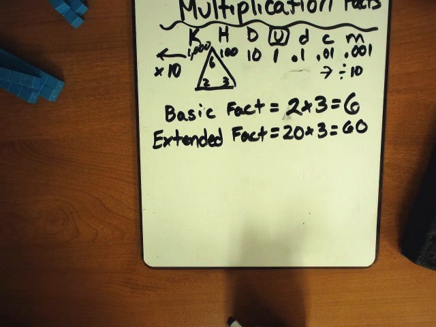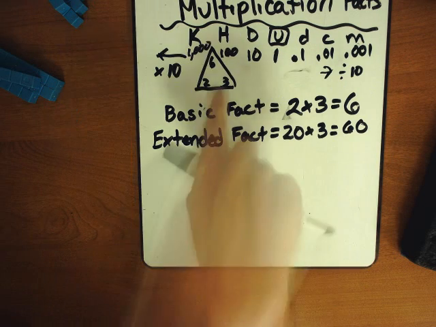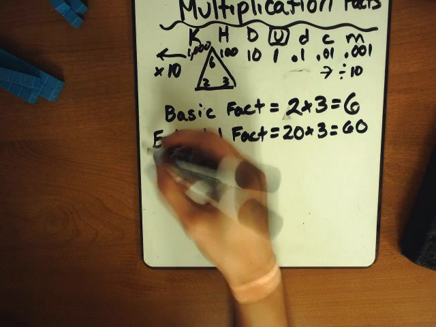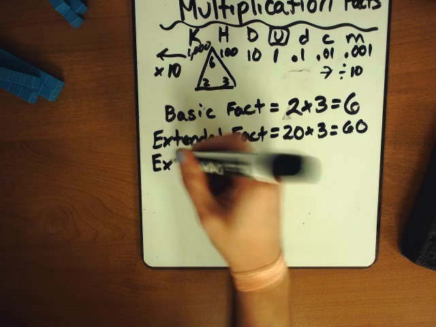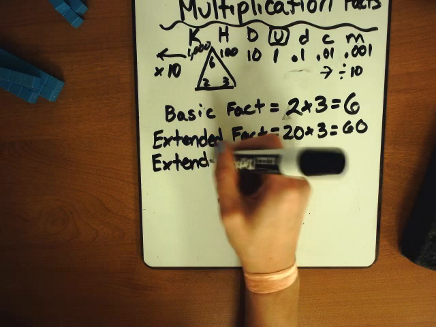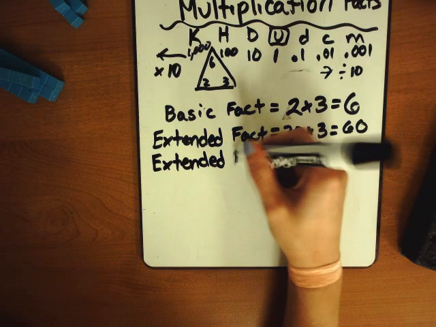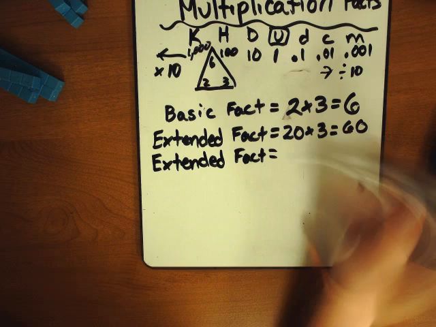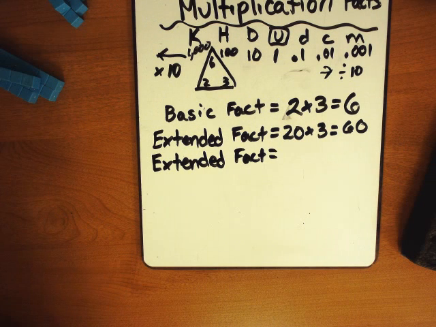You could do a different extended fact by adding a 0 to my other factor. So go ahead and do that on your own, making it another extended fact with the same fact family. Go ahead and pause right here and do that. You can unpause when you're ready.